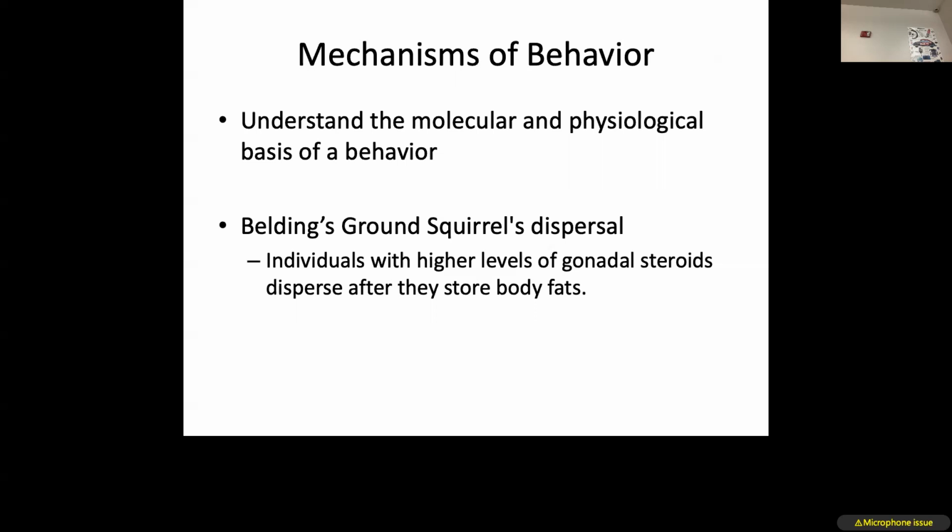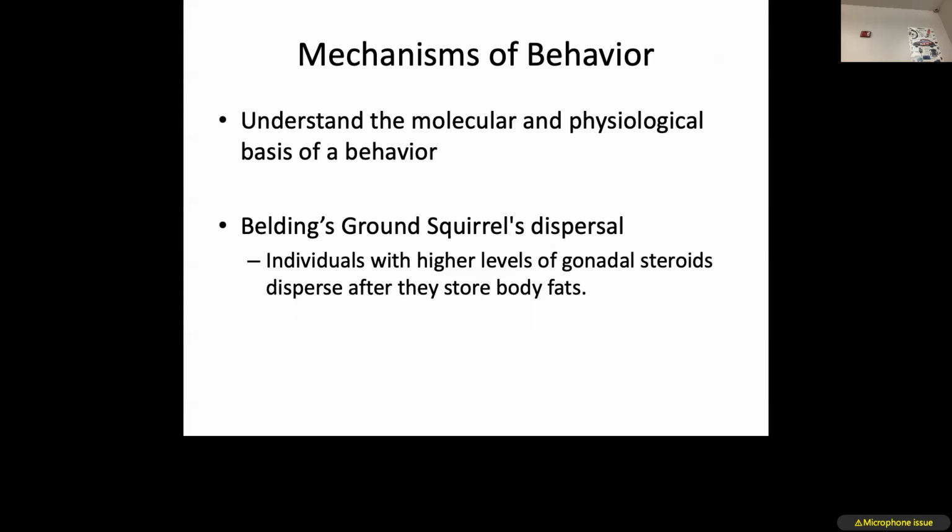Not only do you have to understand the adaptation and the evolutionary history, but you have to understand the how, the mechanistic why. And as a reminder, with that ground squirrel and dispersal, there were a few things. One, there was an age issue. When the males hit a certain age, they were more likely to disperse than before that age, around 100 days, if I remember correctly. That's a when. That's a mechanism of behavior.